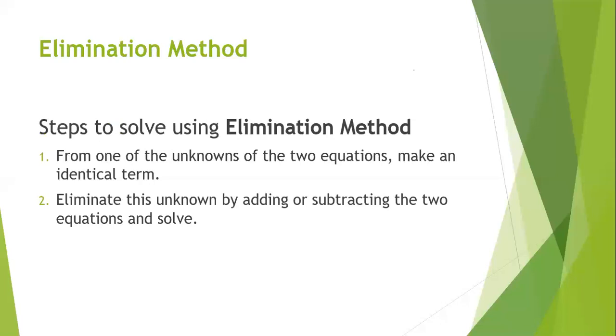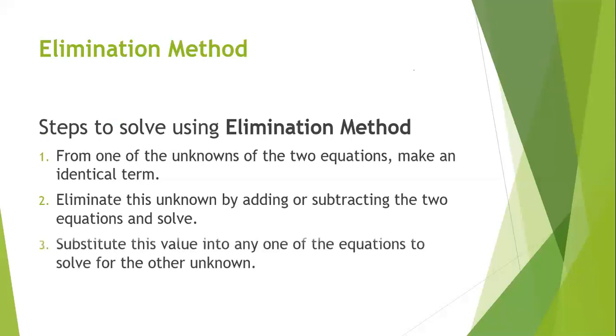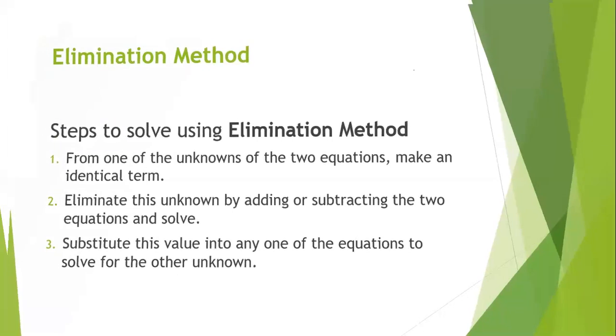Eliminate this unknown by adding or subtracting the two equations and solve it. We will see that if the two variables have the same sign, let's say plus and plus, then we will change the sign of the other variable to subtract them. Then substitute the value into any one of the equations to solve for the other unknown. So these are the three steps you have to follow, and we will discuss them in the next worked example, and it will clear your concepts.